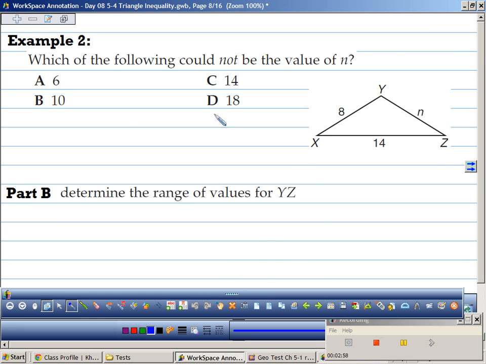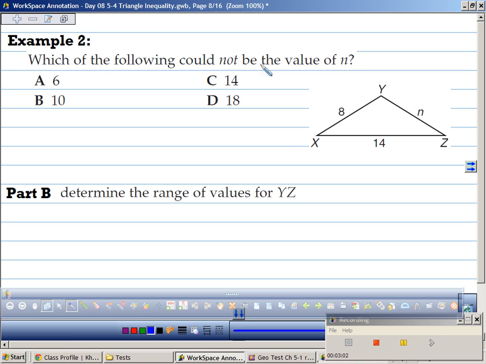Okay, originally I was going to have you put this in your clickers, but let's just do this quickly. Example 2, which of the following could not be the value of n? Look at that quickly. Raise your hand if you got it. Okay, good. Rima: 18? What do you guys think?